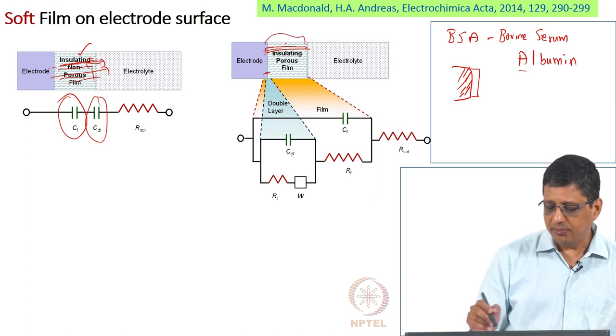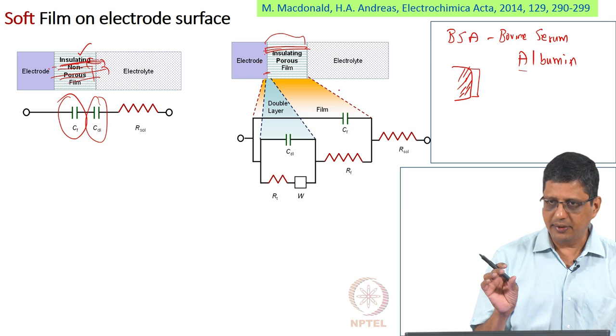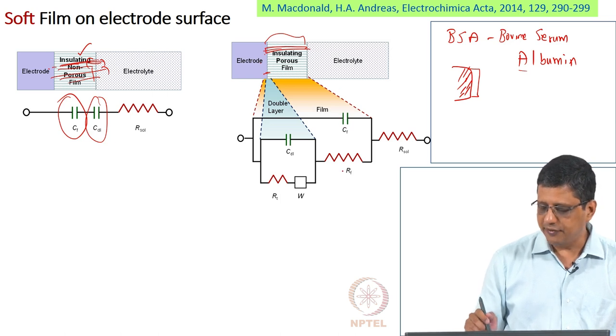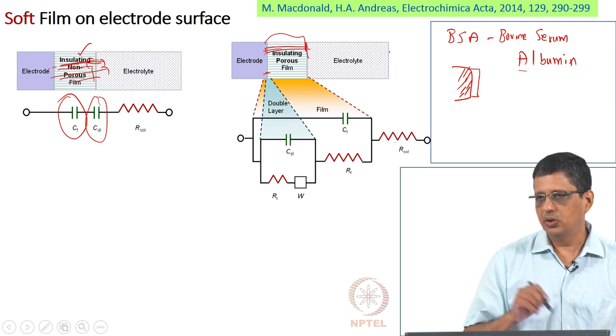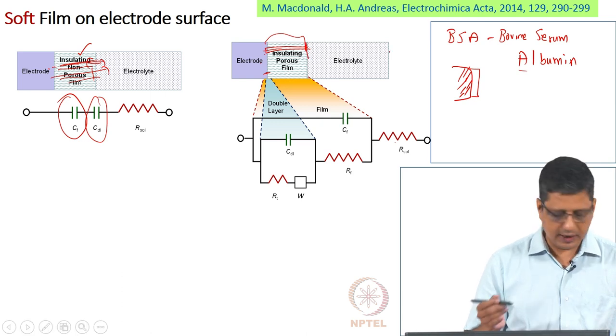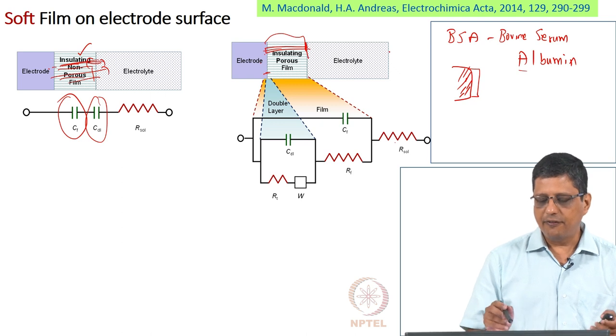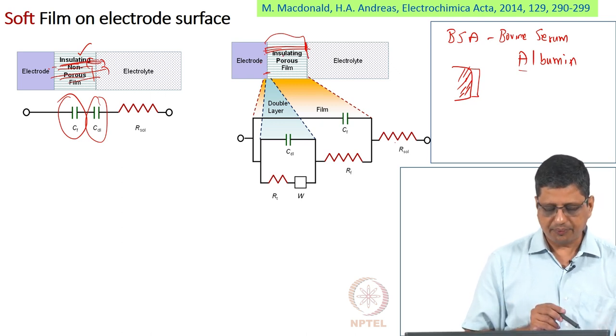The overall film is still not very thick. So, it is captured by the CF in parallel with RF, and of course, you have R solution for the outside film to the reference electrode. This is a proposal to represent an insulating but porous film.